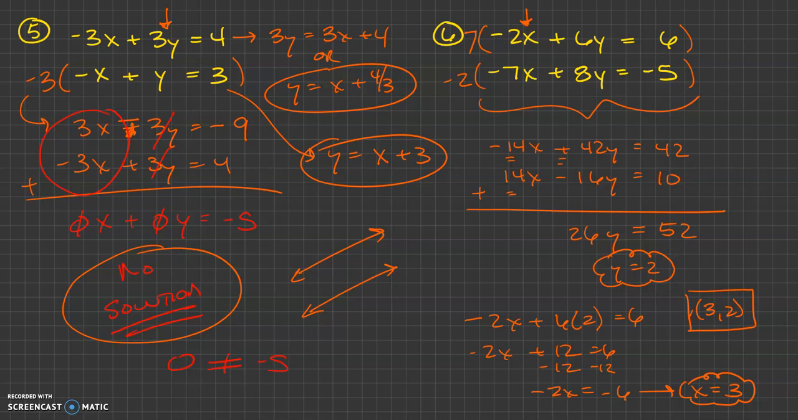Let's go ahead and check it. If I can squeeze it in maybe right over here. Let's pick the other equation. -7 times 3 plus 8 times 2. And does that equal -5? So that's going to be -21 plus 16. Yes, that does equal -5. So I feel good about my solution.